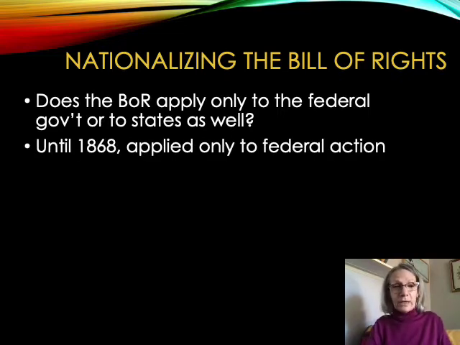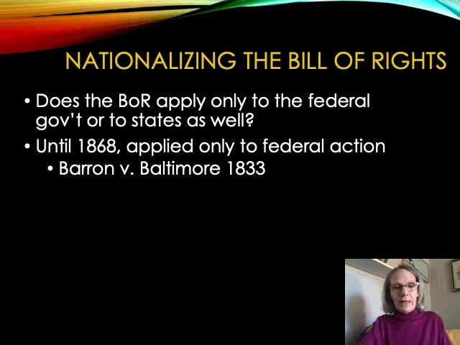Now, as you learn in your textbook, until 1868, the court said that the Bill of Rights only applies to the national government, right? And it was determined in the key case, Barron versus Baltimore, which we'll talk about in a second. So basically, until 1868, you got protection from the actions of the federal government.